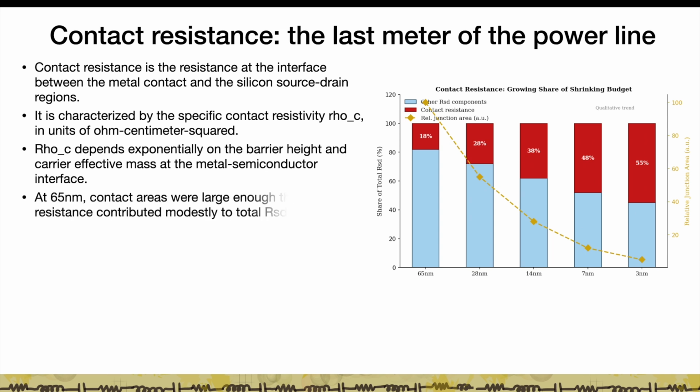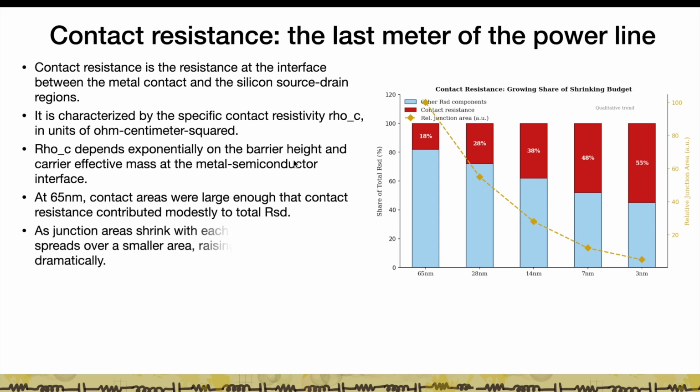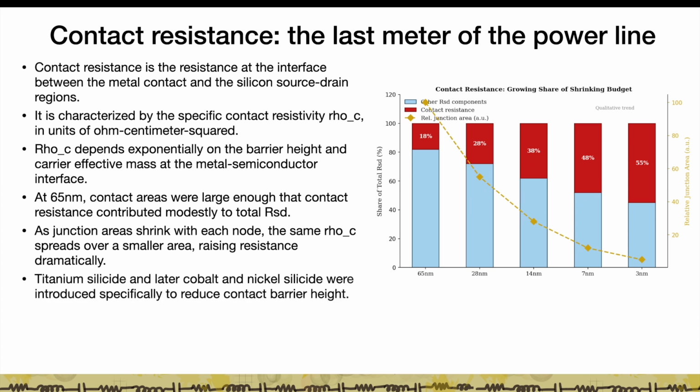Now, ρC depends exponentially on two things: the potential energy barrier at the metal semiconductor interface and the carrier effective mass. Tunneling through a thin barrier dominates at high doping concentrations, which is why you need very heavily doped source drain regions directly under the contact. The problem is the shrinking contact area. Each node, the contact footprint shrinks. If ρC stays constant, the contact resistance, which is ρC divided by area, goes up inversely with area. ρC has improved through material engineering, but not fast enough to offset the area reduction.